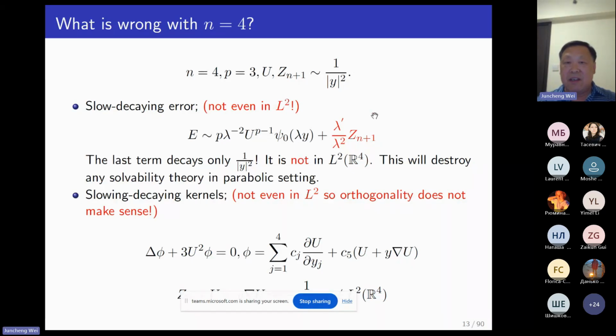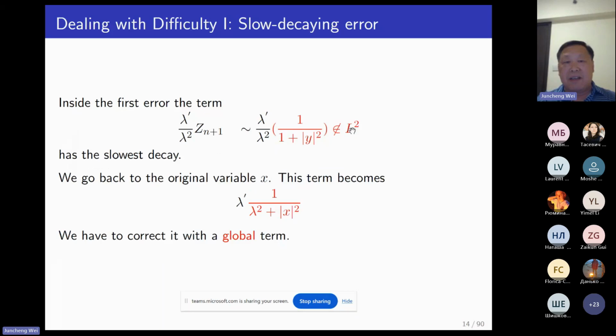How to deal with the slow decay. This part has a slow decay, and if we write it in this form, you see that this is like 1 over y squared, which is not L2. If we go back to the original x, this term is like natural prime over 1 over x squared. It has an identical singularity at 0, but it's not L2 in the global sense.